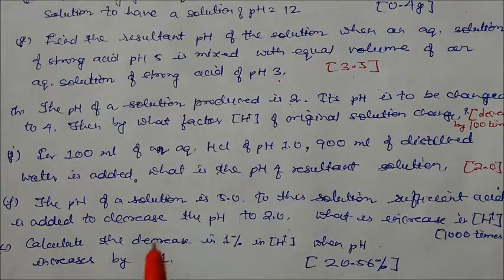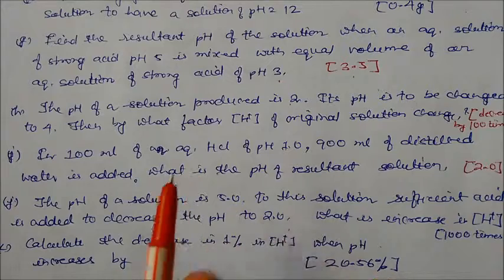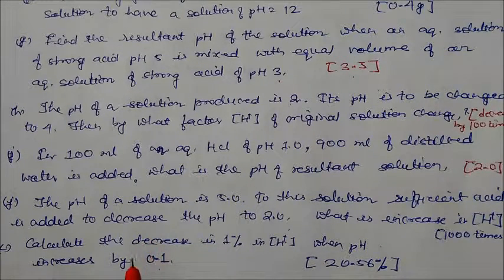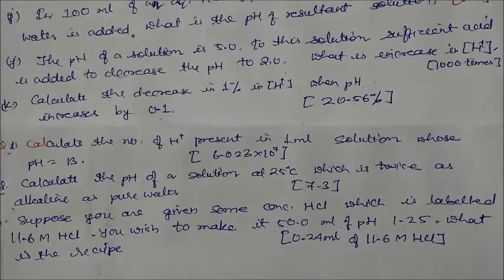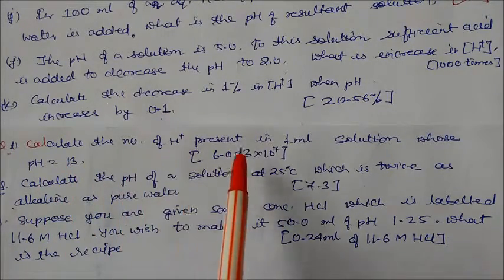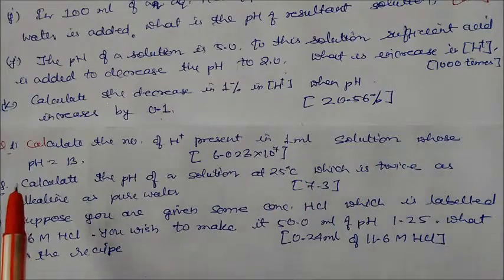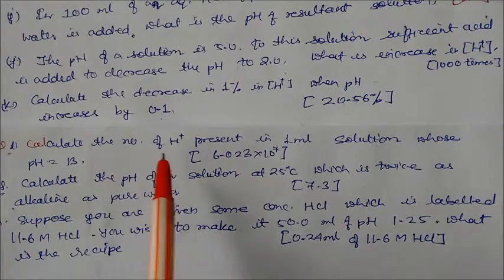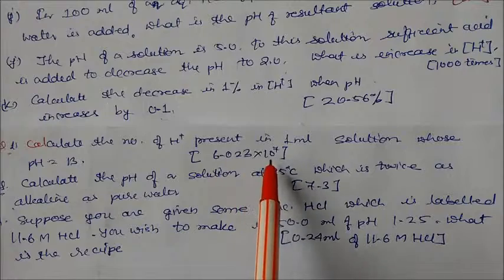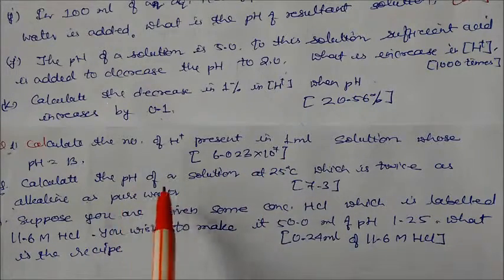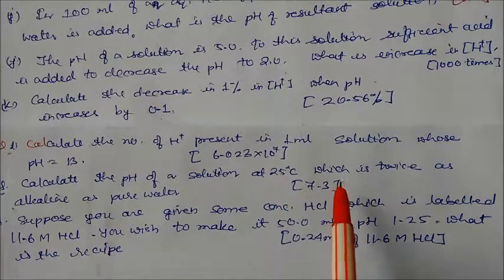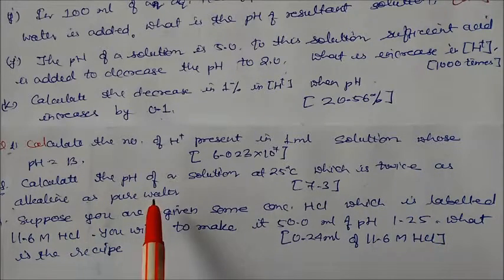Just try to solve all these questions. It will be helpful for practicing the concept of pH. There are some more questions. Calculate the number of H plus present in 1 ml of solution whose pH is 13. The answer for this is 6.023 into 10 to the power 7. Calculate the pH of a solution at 25 degrees centigrade which is twice as alkaline as pure water.